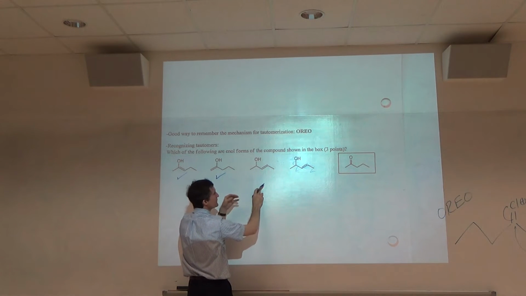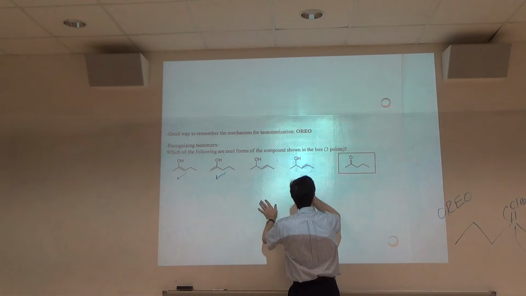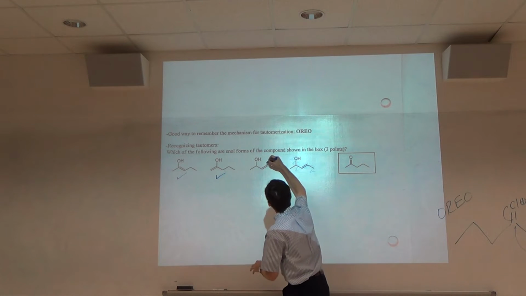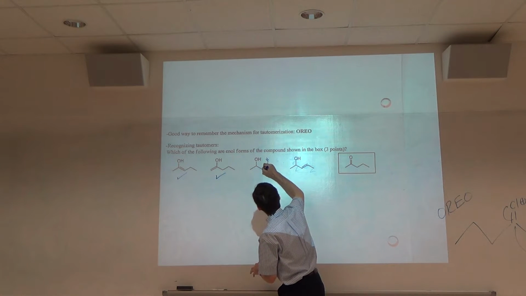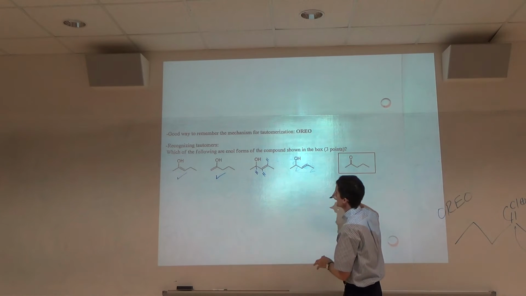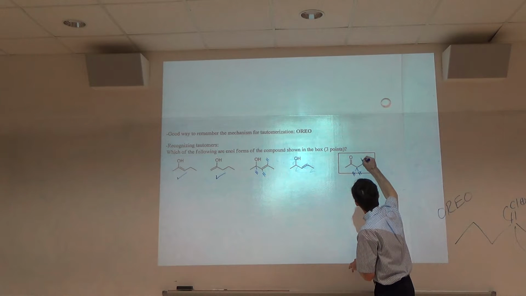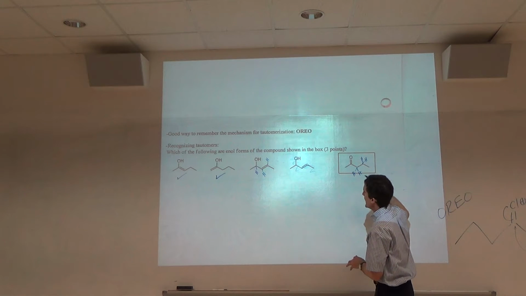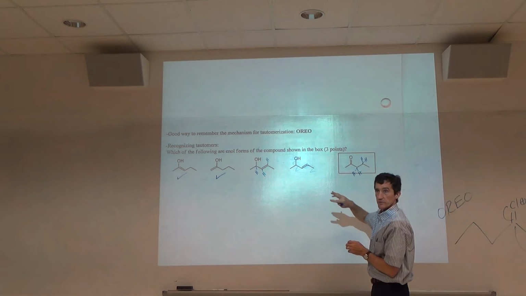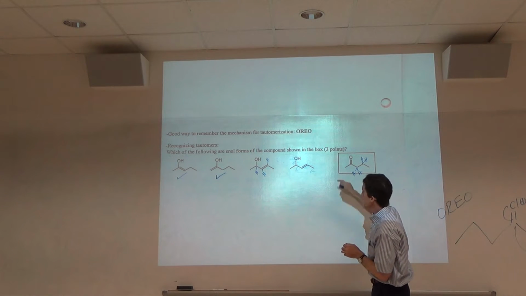Why is this not a tautomer? Because what's the difference? If we draw in our H's, there's how many there? 1. There's 1 there. Drawing these H's, there's 2 there. And I'm not going to worry about the methyl because it's the same in both, and I'm not going to worry about it over here.